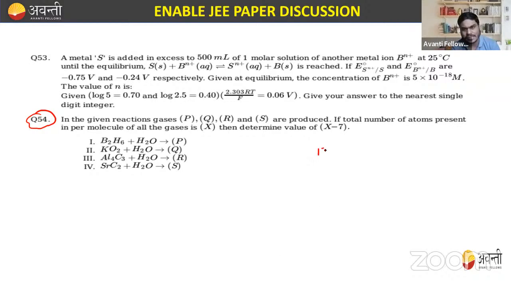So what is X here? 13. 13 minus 7 comes out to be 6. So what is the correct answer for this question? That is 6. So 6 is the absolutely correct answer for this question. Right? Now let's discuss question number 53.